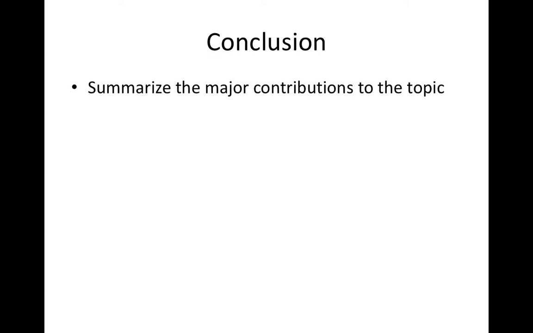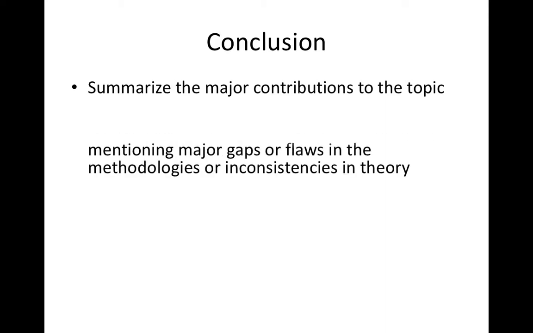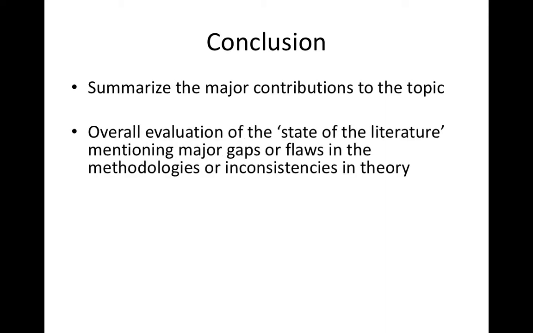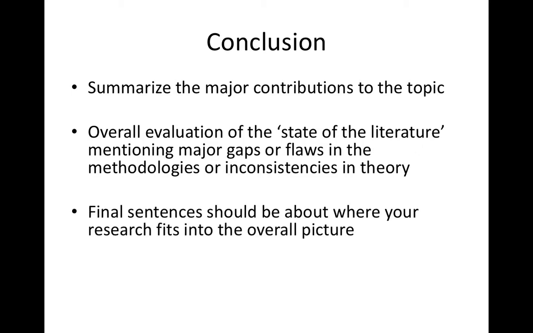And then writing up your conclusion. In your conclusion, all you're going to do is summarise the main contributions to the topic. Not going into too much detail again. You're coming out of it, you're trying to conclude, and you're just looking at the main contributions. Overall evaluation of the state of the literature, where you would try and mention any major gaps, any major flaws, any places where there's an inconsistency in the conclusions that are made, or the methodologies.